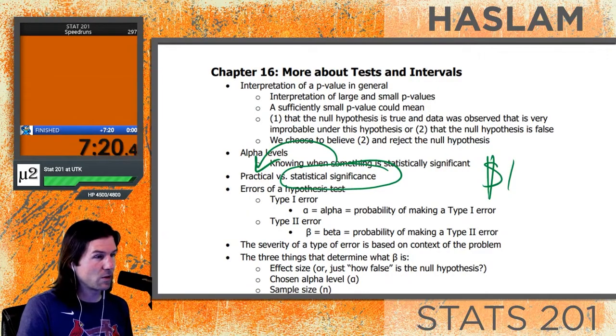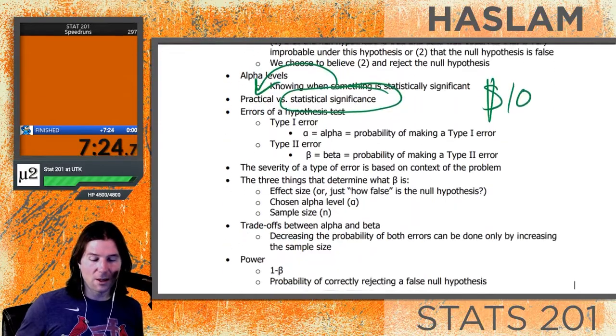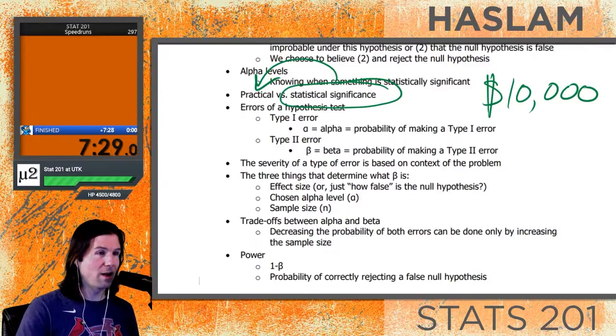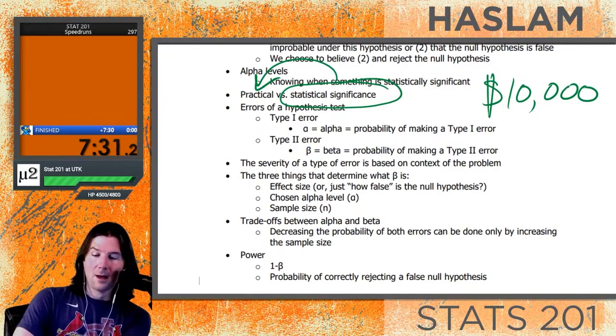That's the idea of practical significance right there, is when you say, I don't care about it. So to contrast that, when you do care about it, it is practically significant. When you don't care about it, it's not practically significant.